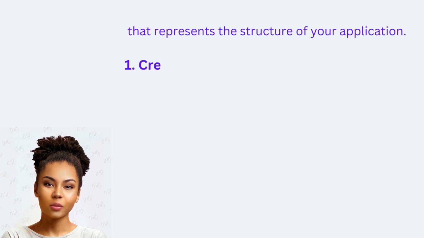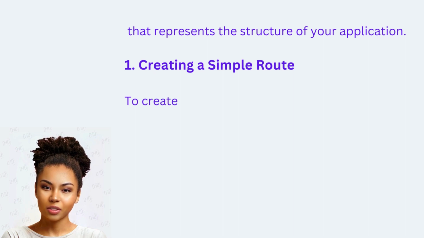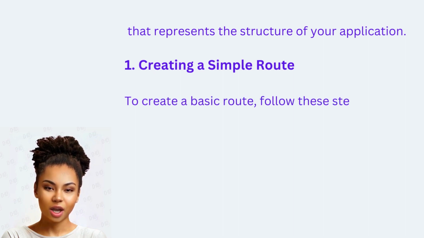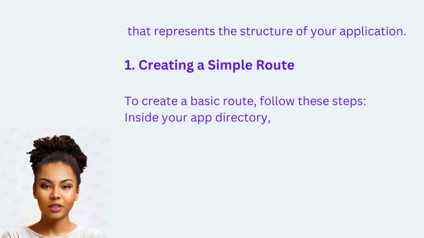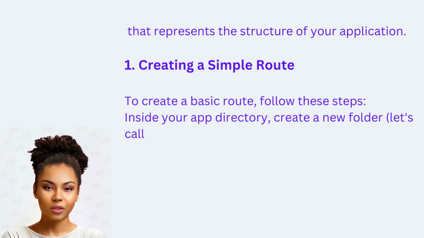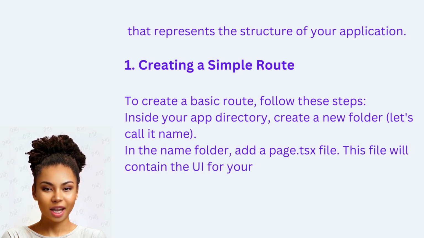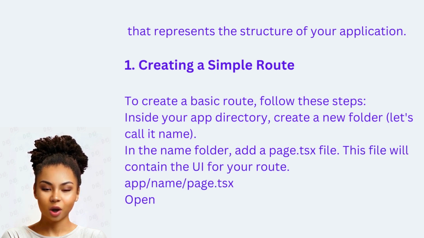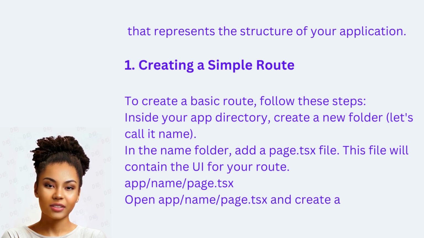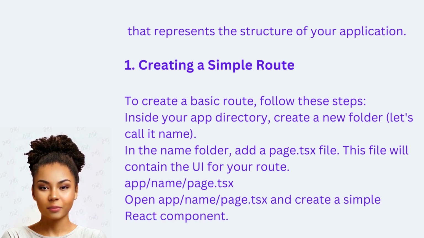1. Creating a simple route. To create a basic route, follow these steps. Inside your app directory, create a new folder, let's call it name. In the name folder, add a page.tsx file. This file will contain the UI for your route. app/name/page.tsx. Open app/name/page.tsx and create a simple React component.